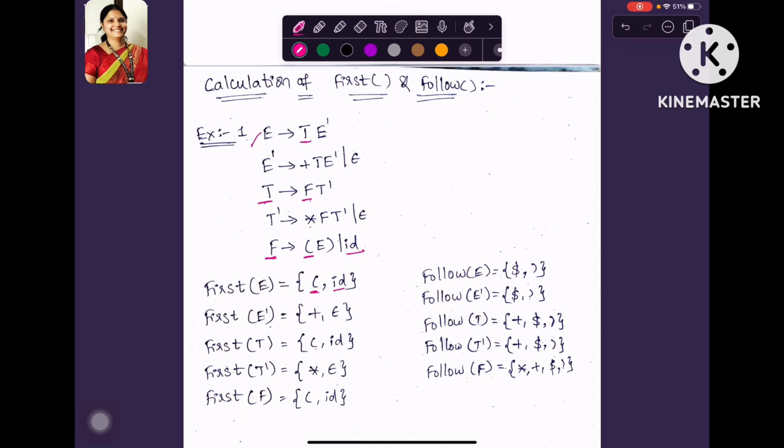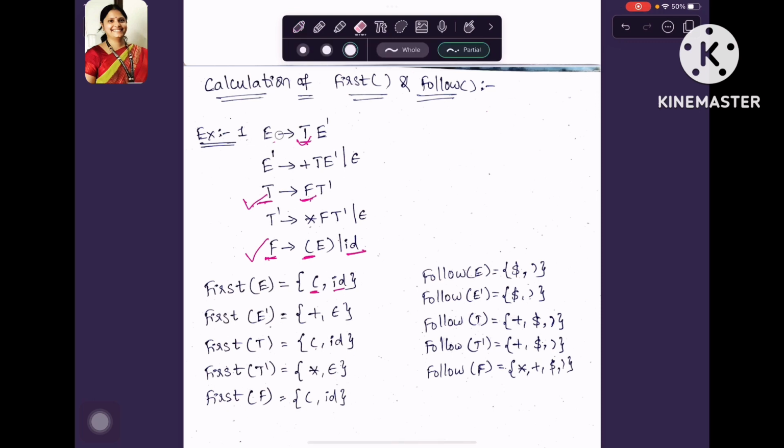So the first of E, we will see one more time. To calculate first of E is T. T is a non-terminal symbol. We will find T in the productions, and we calculate first of T. The result will be F. F is a non-terminal. Again we found F here, and first of F will become open parenthesis and ID.